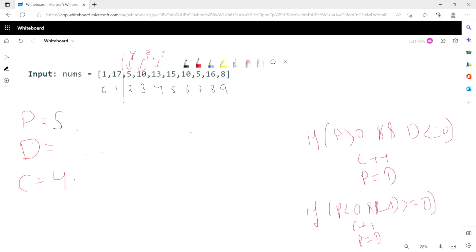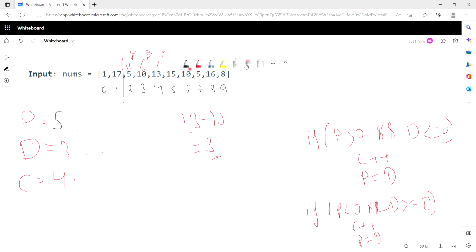First we have to find the difference. So 13 minus 10 is 3. The difference is 3, previous is 5. So it doesn't lie in that case, it doesn't lie in that case, it doesn't lie in that case. So we just skip that value.